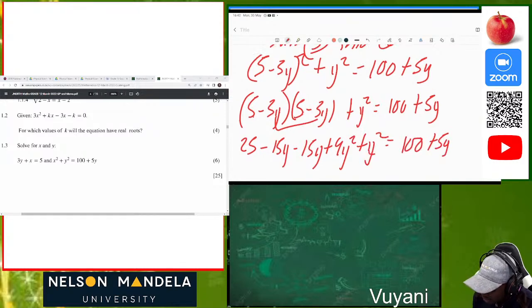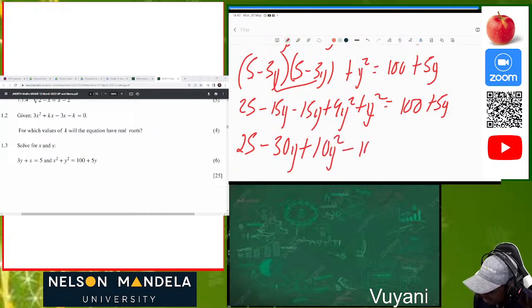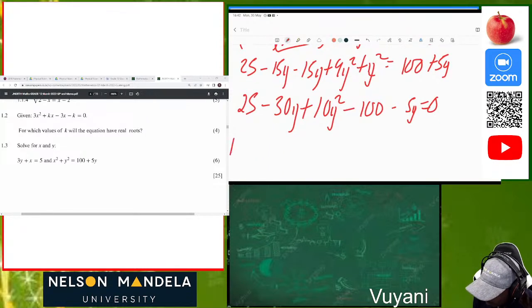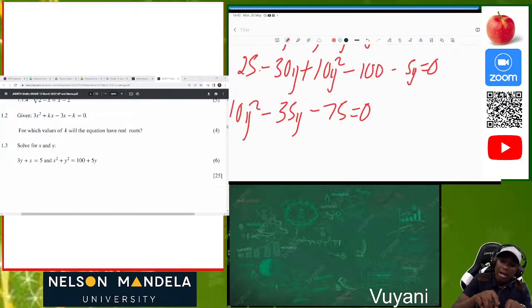Now let's group all the like terms. So we will have 25 minus 30y plus 10y squared minus 100 minus 5y equal to 0. Then now we have our 10y squared. Then negative 30y minus 5y is negative 35y. Great. Then 25 minus 100 is negative 75, equal to 0. Then now we can actually see that this is our quadratic equation.